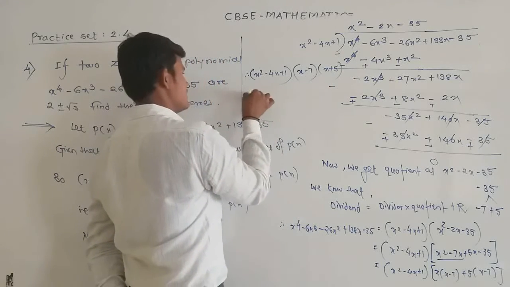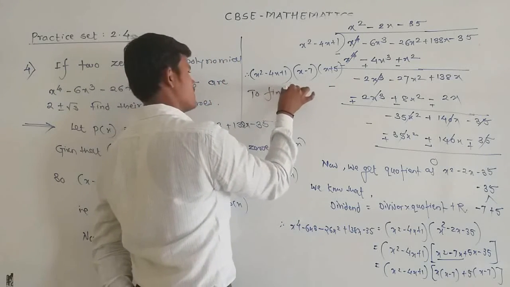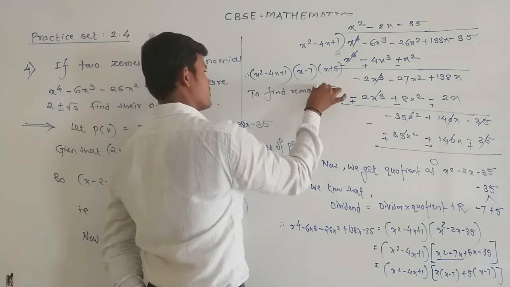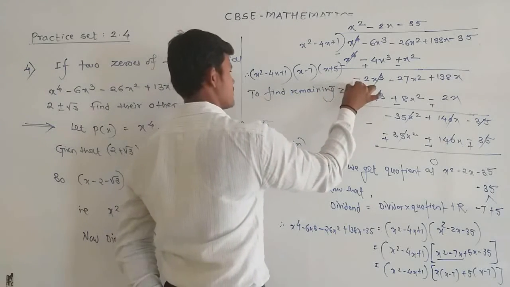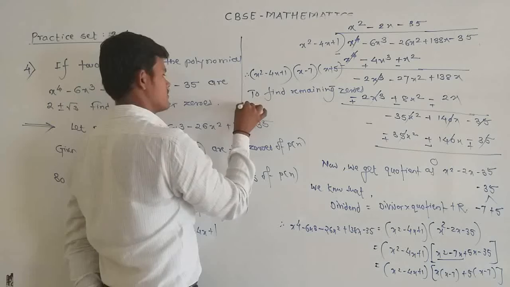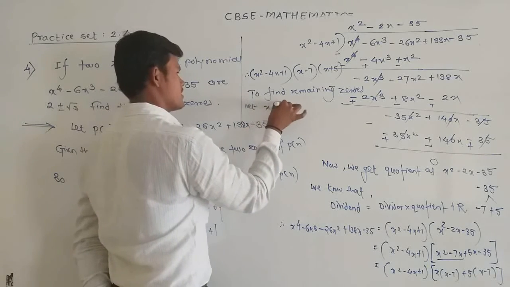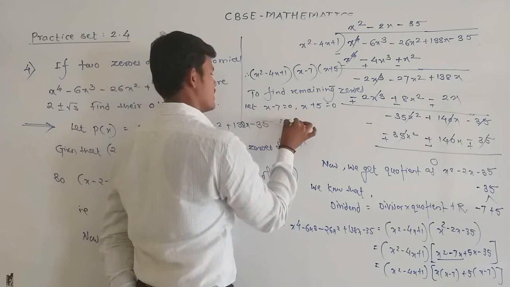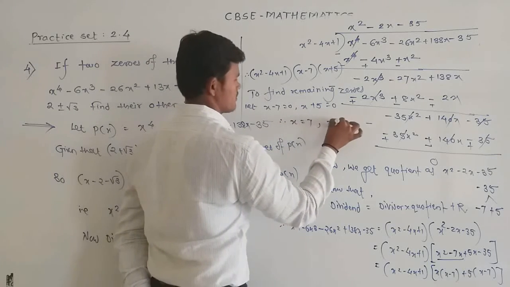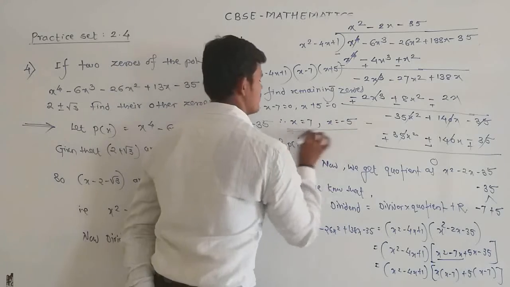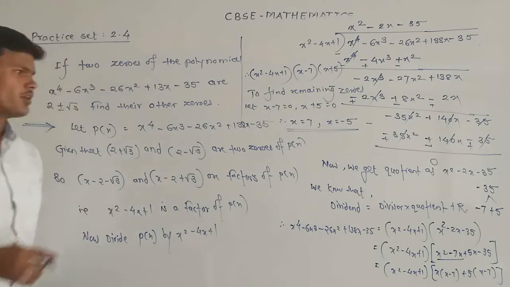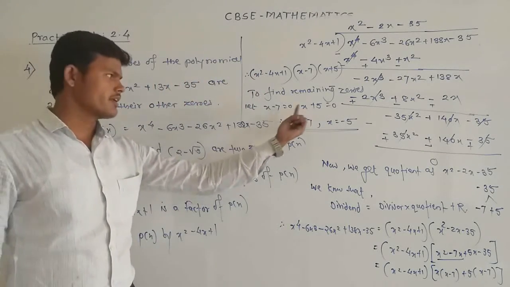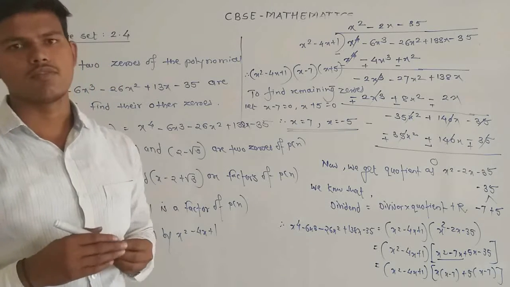So to find the remaining zeros, let x minus 7 is equal to 0 and x plus 5 is equal to 0. For that we get x is equal to 7 and x is equal to minus 5. So remaining zeros of the polynomial are x is equal to 7 and x is equal to minus 5.